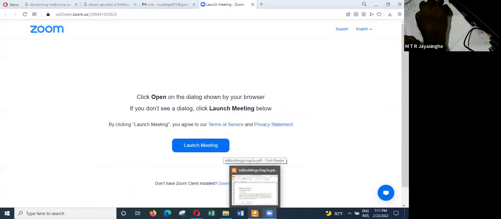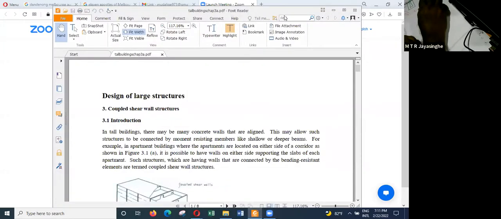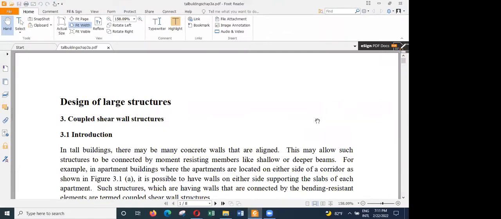Now, last time we talked about many structural forms, but today we'll go into one of the most important ones that you can often use in tall buildings. So first I will share the screen. Can you see this note? Yes. Design of tall structures, coupled shear walls.